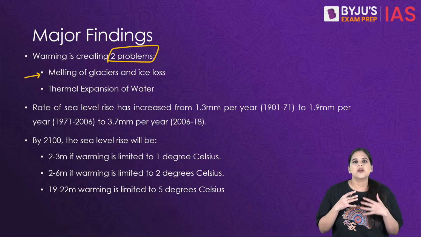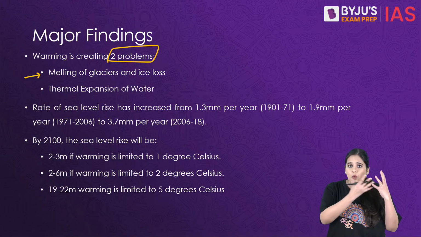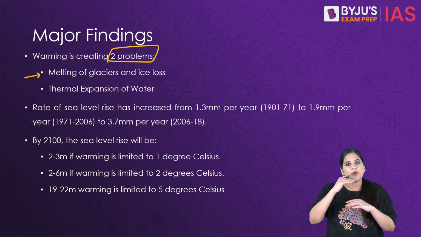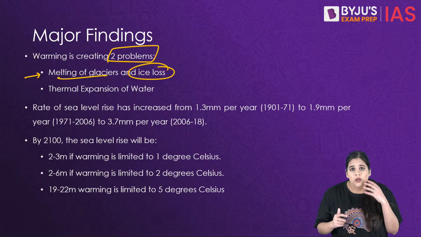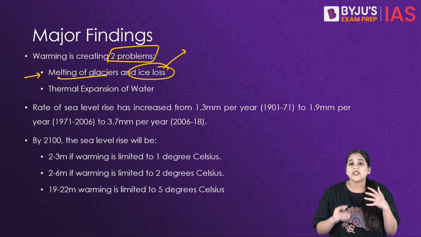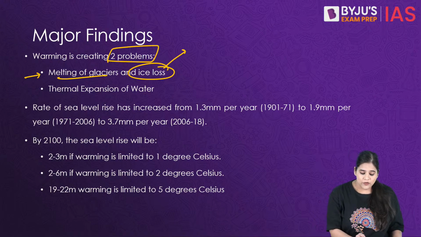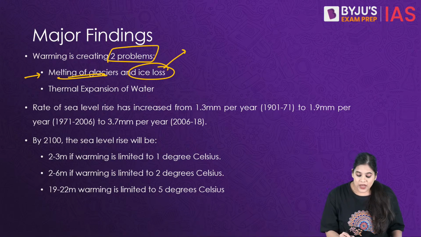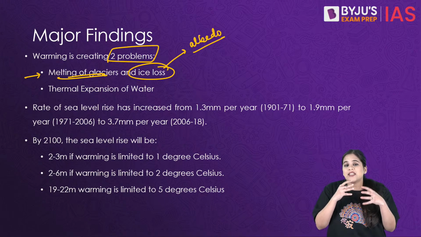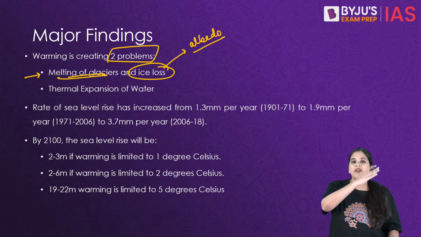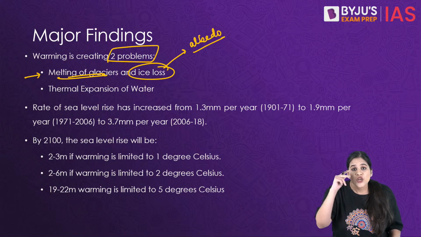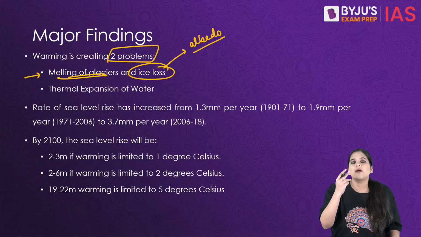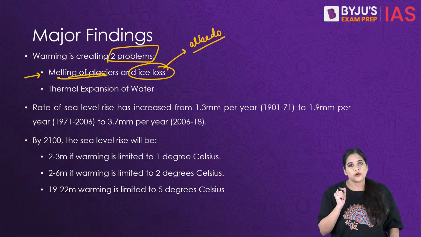One is melting of the glaciers. Glaciers are melting, water is flowing into the oceans and the level is increasing. This is also causing ice loss. Now what does ice loss tend to create apart from melting? The albedo effect. Ice loss is decreasing the amount of heat that is reflected back from the earth, so that is further increasing the heating of the earth.